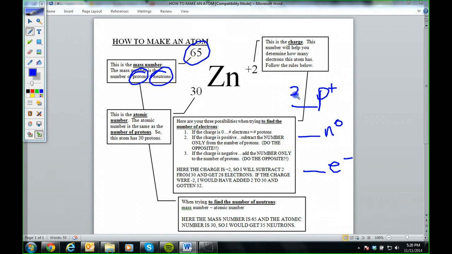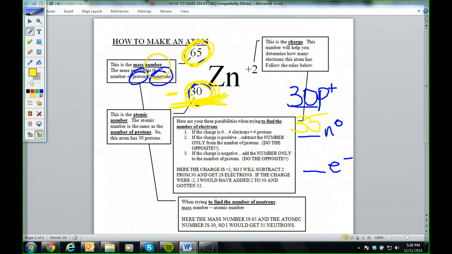So we now know that this has 30 protons, because that is 30. Well, now if you go down to this box here, in order to find neutrons, we take the mass number and we subtract the atomic number. So 65 minus 30 is 35.